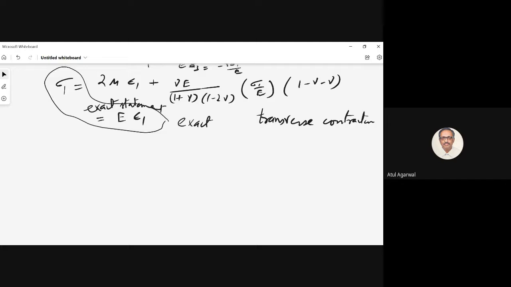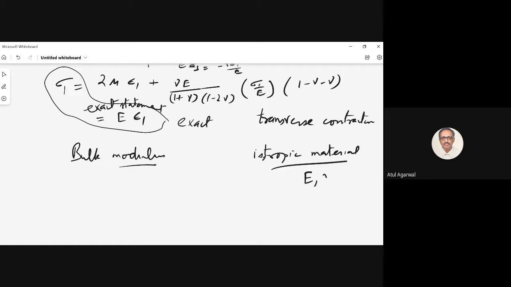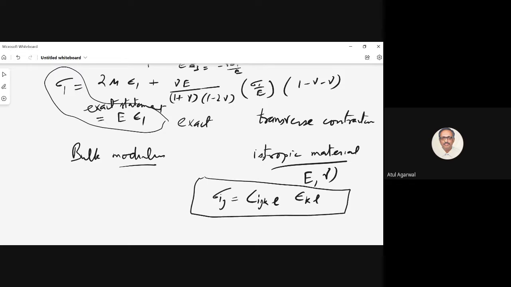Then there is one more problem we usually do about bulk modulus. You see, for an isotropic material, there are only two elastic constants that are needed, E and nu. There is another generalized Hooke's law which I have not shown you. Cijkl epsilon kl. This is more popularly known as the generalized Hooke's law for an anisotropic material.